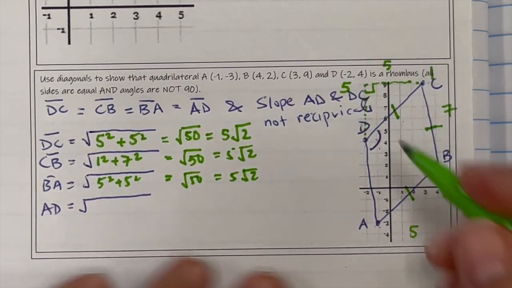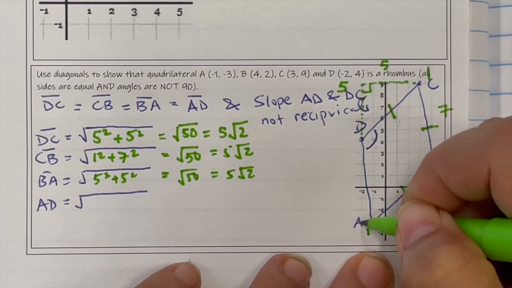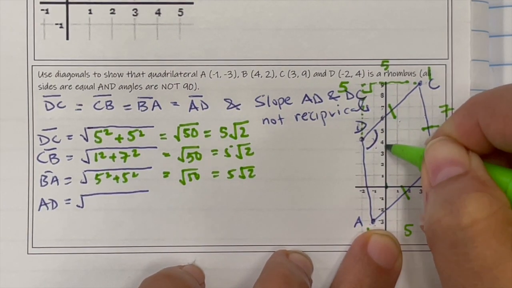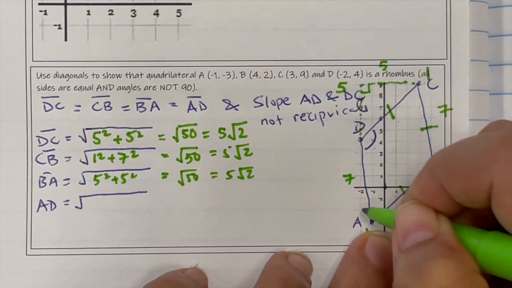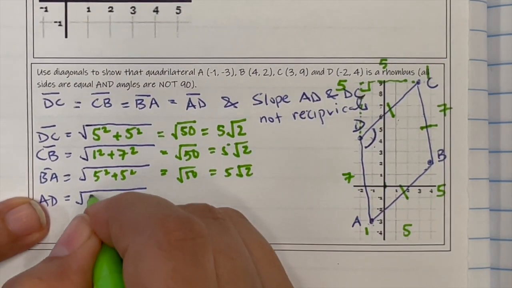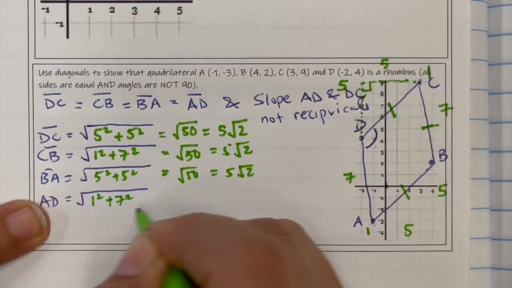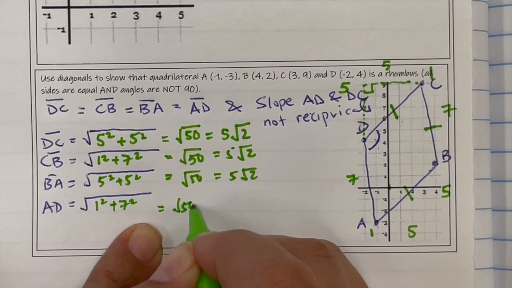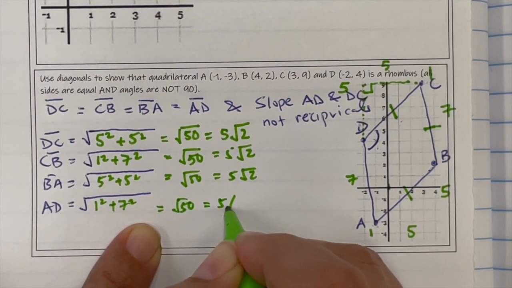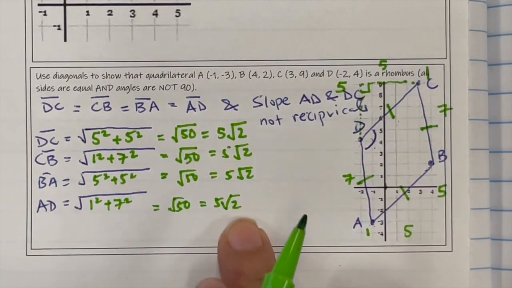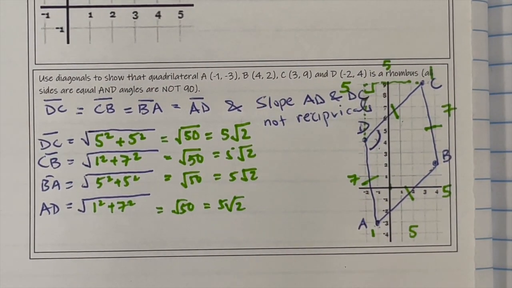All right, so then we have AD. So this distance here is 1, and going up it starts at -3, that's 3 to 0, plus another 4 is 7. But again, you can count the boxes. So that's going to be 1 squared plus 7 squared, all square rooted. And you can see it's the same as this, which is going to give you radical 50, which is 5 radical 2. So we have just proved that all the sides are equal. So we're halfway through our proof.